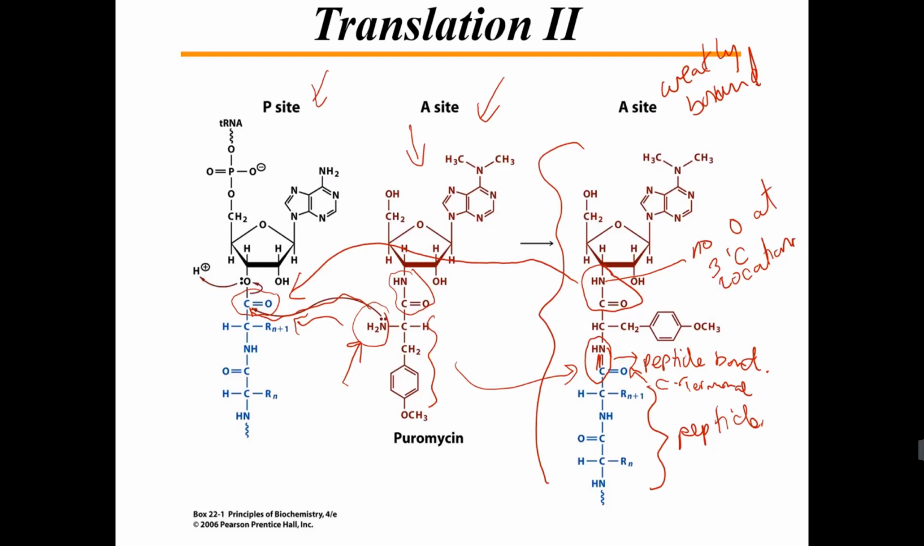So not only does it block protein synthesis in prokaryotes, it also blocks protein synthesis in eukaryotes. It's actually quite poisonous to humans. All right, so this is how puromycin can effectively interfere with protein translation in both prokaryotic and eukaryotic cells.